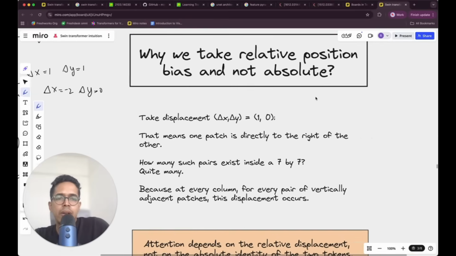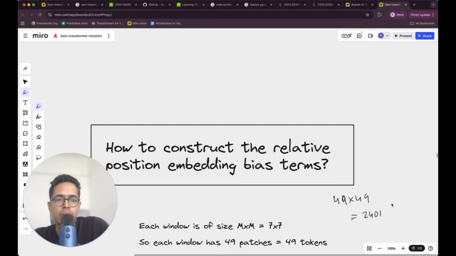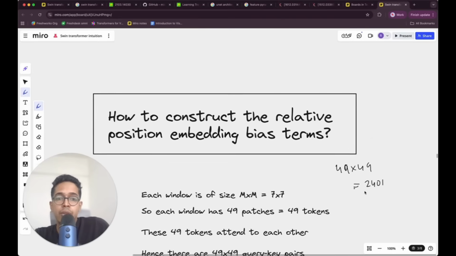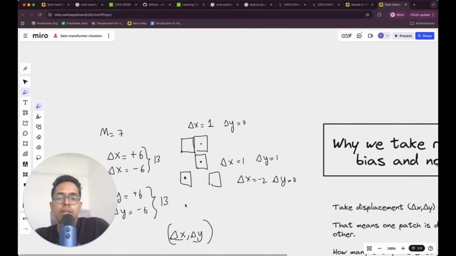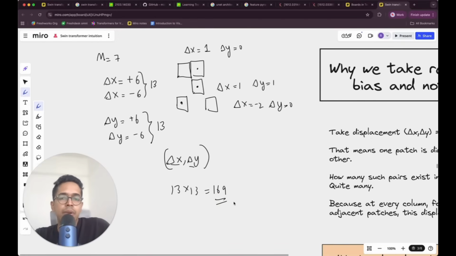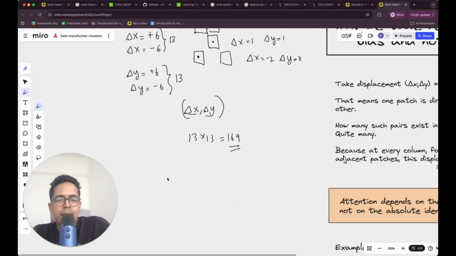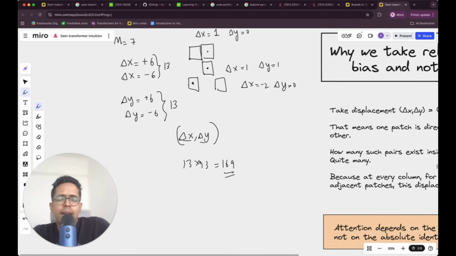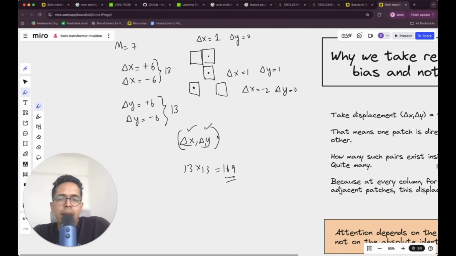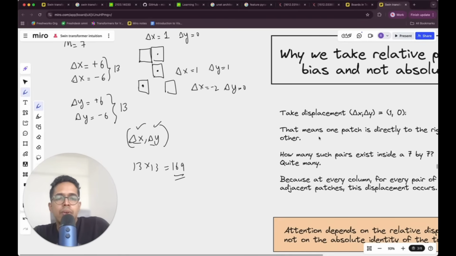So instead of constructing 2401 unique bias terms, you just need to construct 169 unique bias terms. Now the values of these 169 terms will be learnable, meaning it is not something that we define, it's learnable. But once it is learned, you store it in a table. Like you will have a table with 169 items. And depending on what delta x, delta y values you have, you look at the table to fetch the appropriate bias term, right? So this is an example.